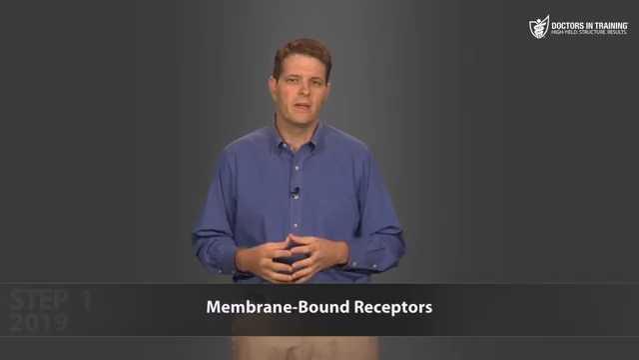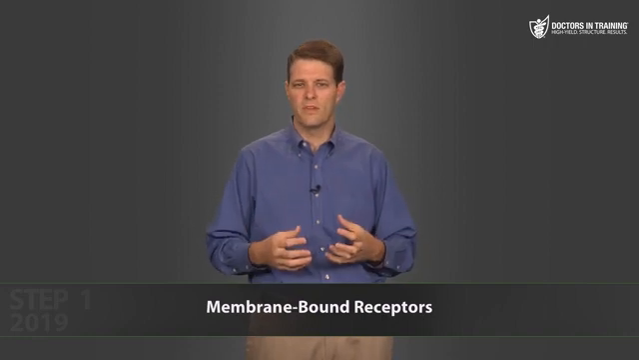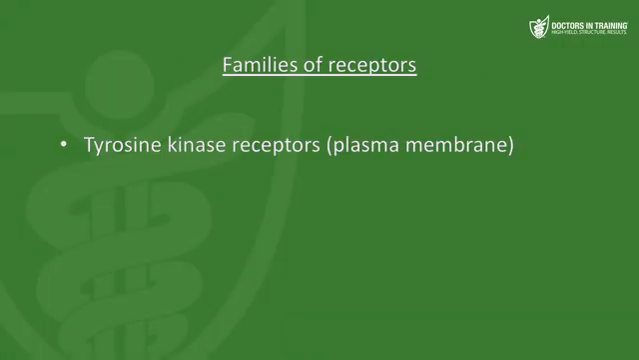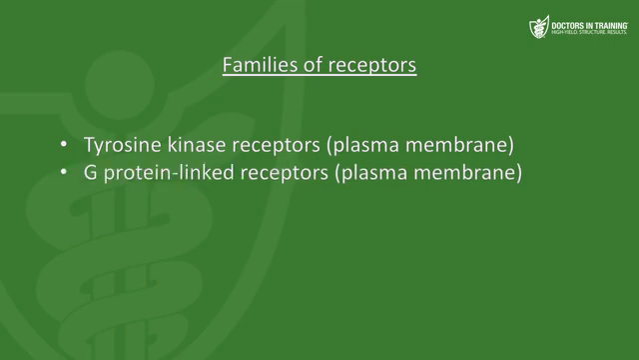Now, one of the things that makes each cell type unique is the unique type and number of receptors that are incorporated into the cell's plasma membrane. And there are three main families of receptors that we're going to focus on throughout part 2 of the course. There are tyrosine kinase receptors, G protein-linked receptors, and steroid receptors.